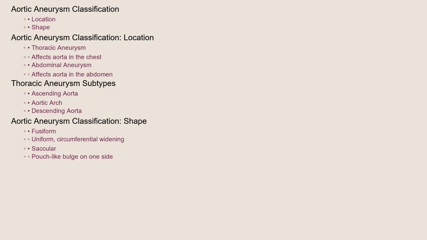Aortic aneurysms are generally classified based on their location: thoracic, affecting the aorta in the chest, and abdominal, affecting the aorta in the abdomen. Thoracic aneurysms can be further divided based on the specific section of the thoracic aorta involved, such as the ascending aorta, the aortic arch, or the descending aorta. Aneurysms can also be classified by their shape: fusiform, which is a uniform, circumferential widening, and saccular, which is a pouch-like bulge on one side of the aorta.